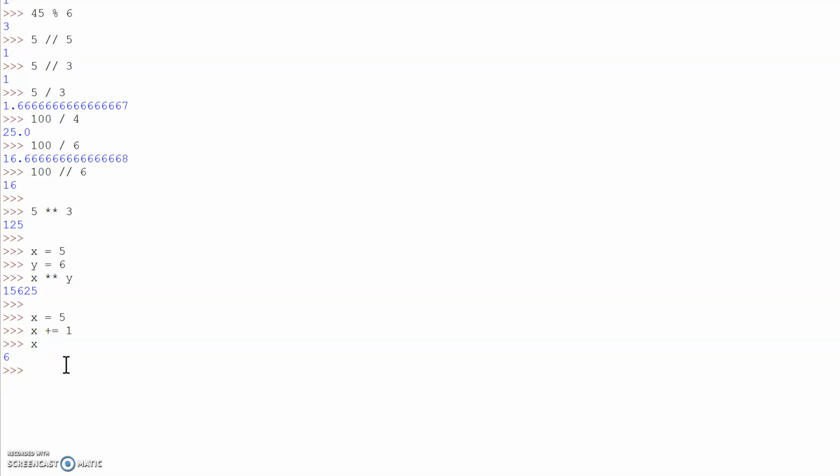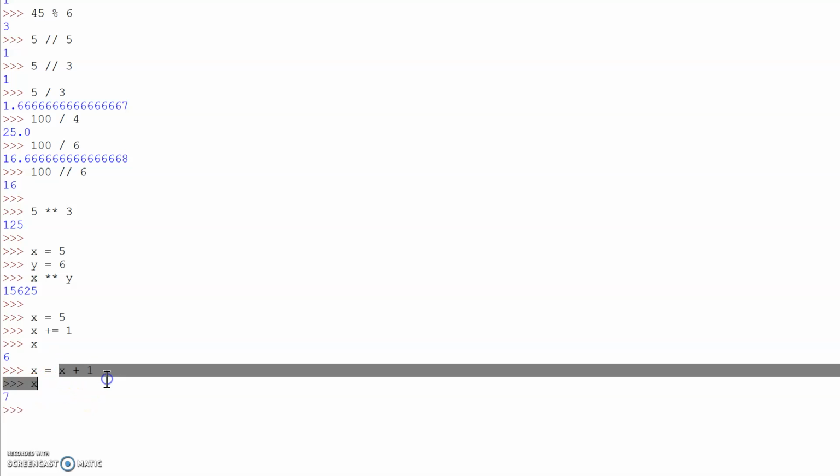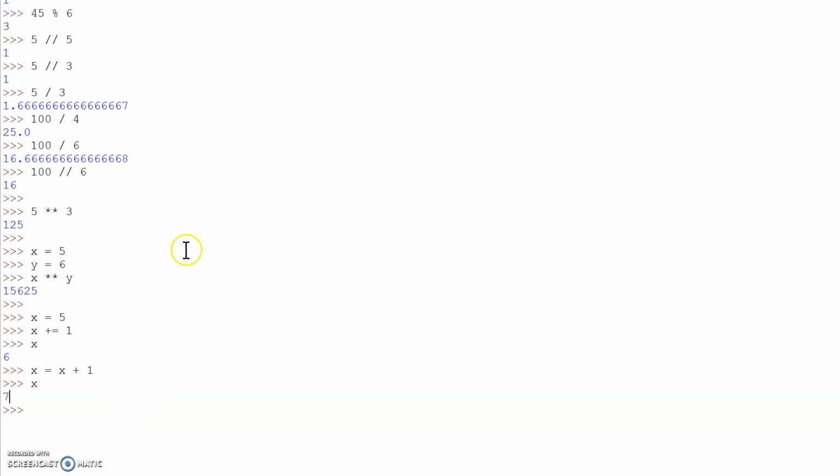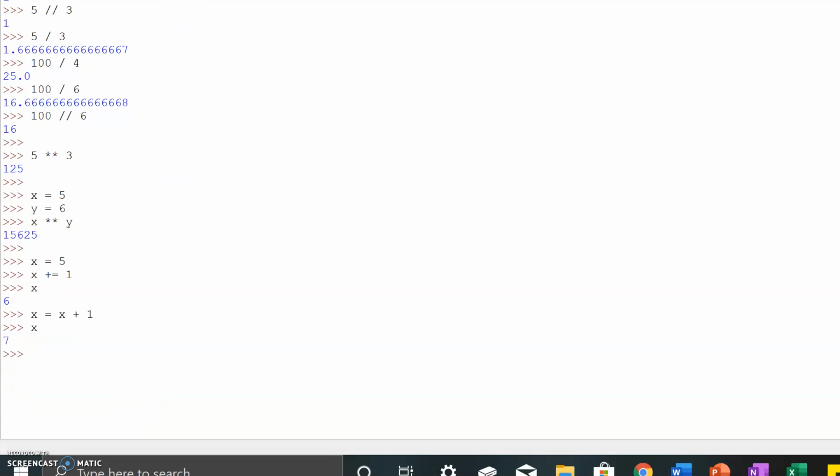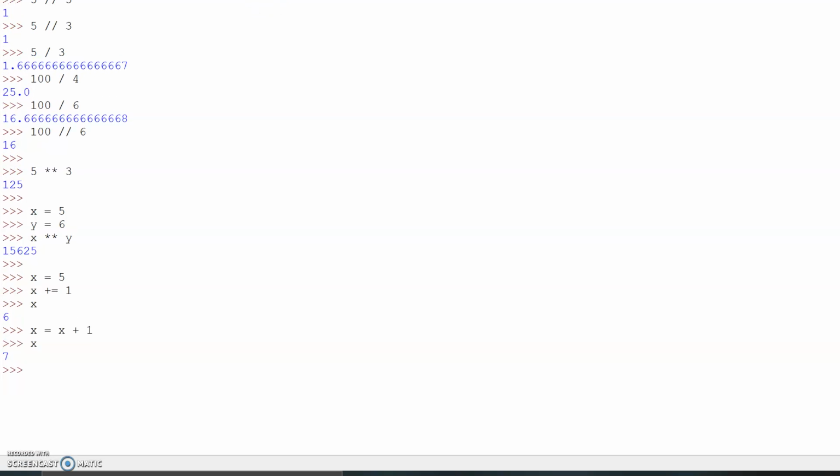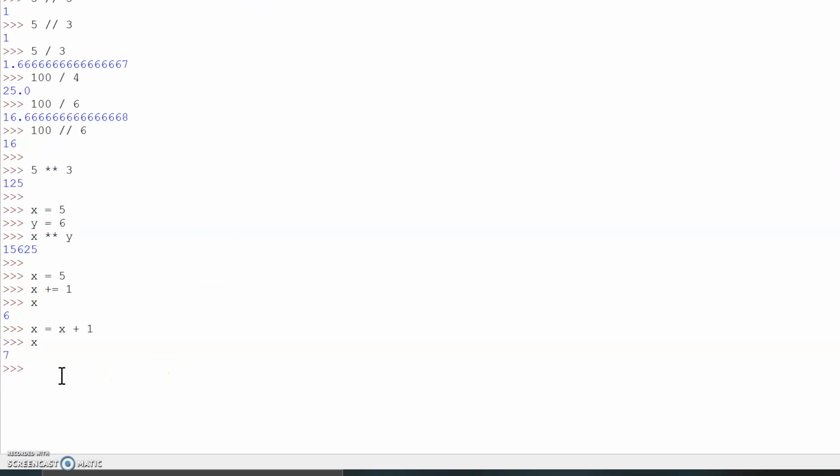So how does that work? The plus equals just adds a value to the already existing variable. So instead of doing x equals x plus 1, because x equals x plus 1, that's 7, so we're just adding 1. Instead of doing that, in very complex programs, it's just easier to do x plus equals. Same with x minus equals, which will do the exact same thing for you, but instead it will minus 1.